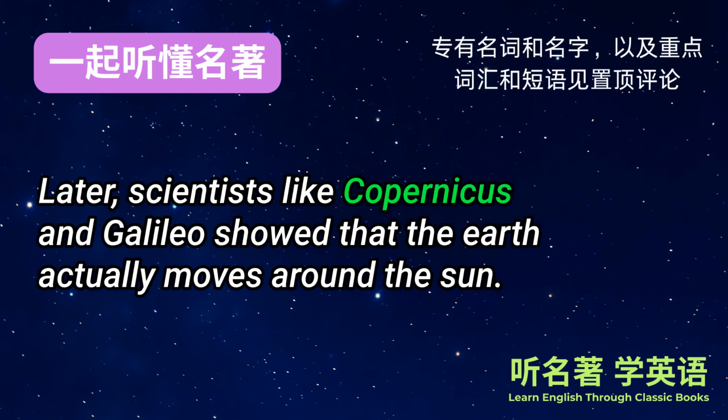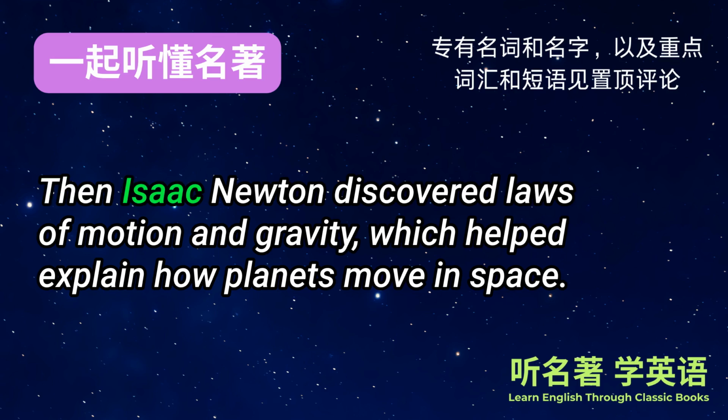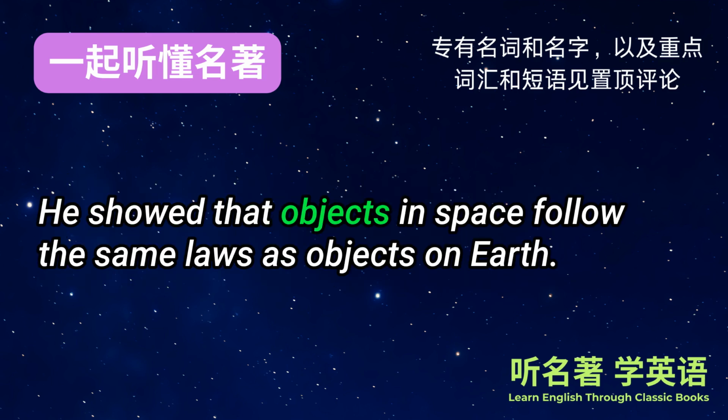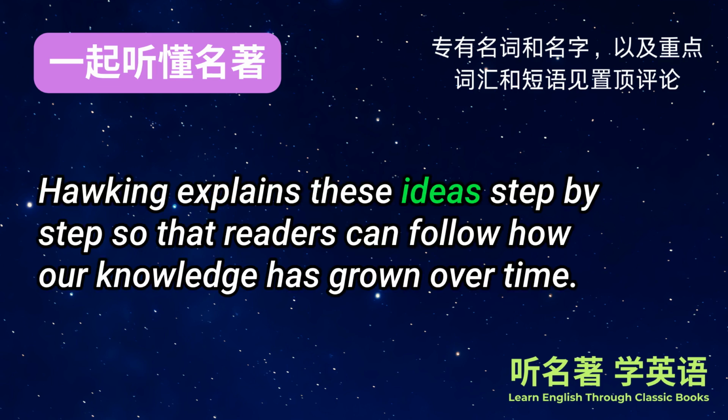Later, scientists like Copernicus and Galileo showed that the Earth actually moves around the sun. This was a big change in the way people saw the universe. Then Isaac Newton discovered laws of motion and gravity, which helped explain how planets move in space. He showed that objects in space follow the same laws as objects on Earth. Later, Albert Einstein changed our understanding of space and time with his theory of relativity. Hawking explains these ideas step by step so that readers can follow how our knowledge has grown over time.